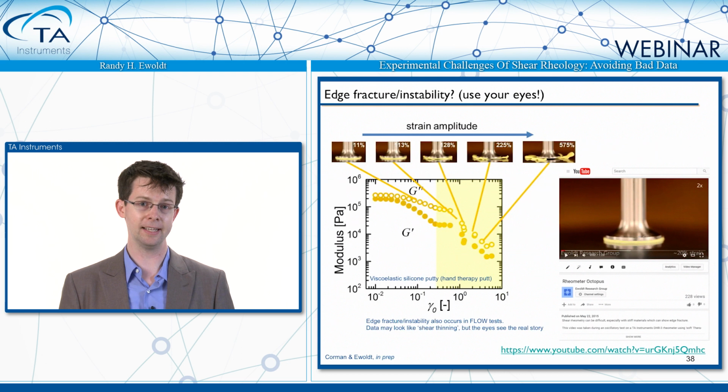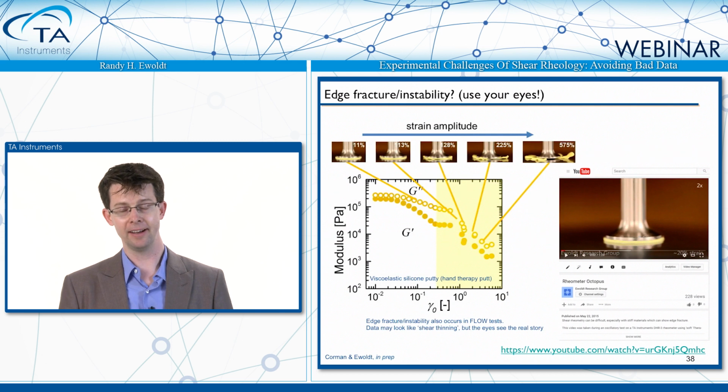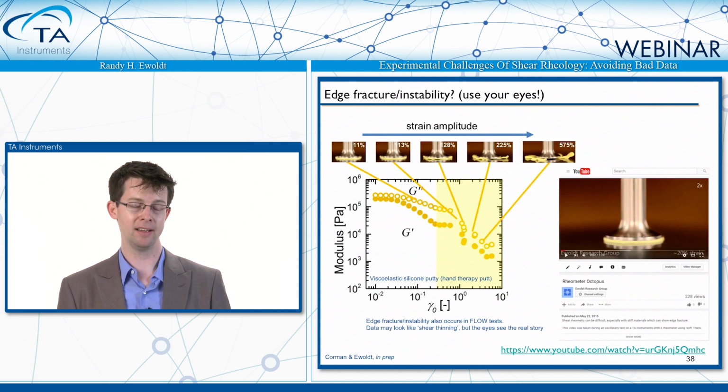You can also see this in steady shear tests, where your viscoelastic material might look like it's shear thinning, but it's not. And so we've taken another video that might be fun to discuss to see how bad things could be with this same yellow putty subjected to startup of steady shear tests. So I'll play that second video now.